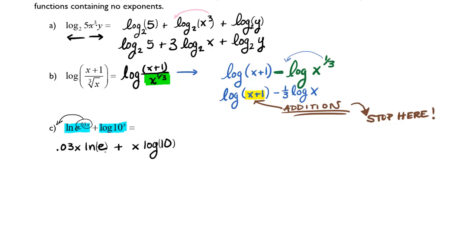Well, if you may recall, natural log of e is equal to 1, and log base 10 of 10, assumed to be base 10 because it's not listed, goes to 1. These both go to 1. And so I will have 0.03x plus x. And so I can say that this simplifies, and remember this is a 1x here, this simplifies to 1.03x. If I knew what x was, I could give you an actual value, but for now we'll call this good.